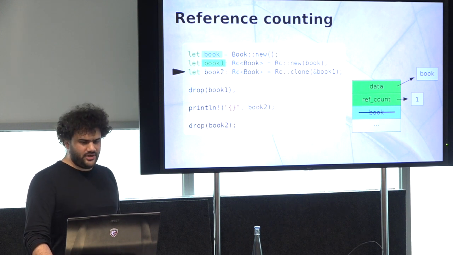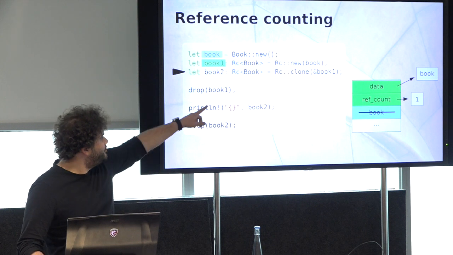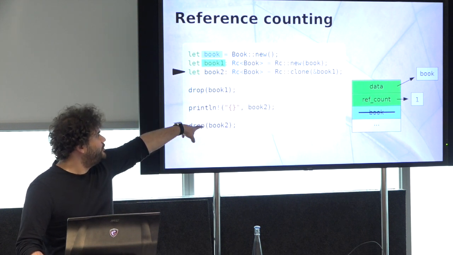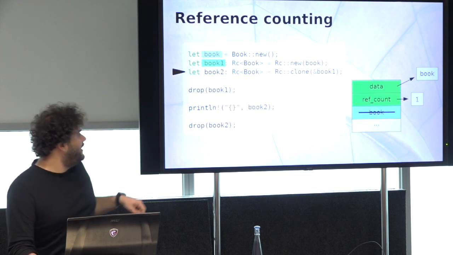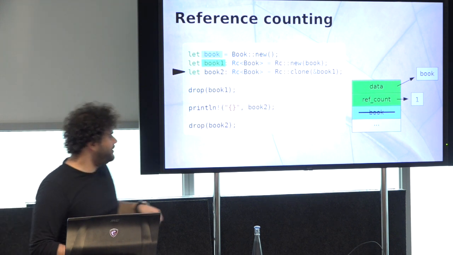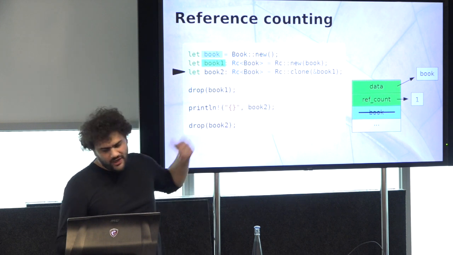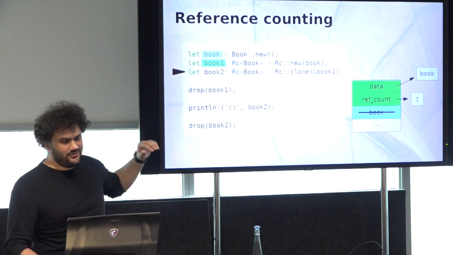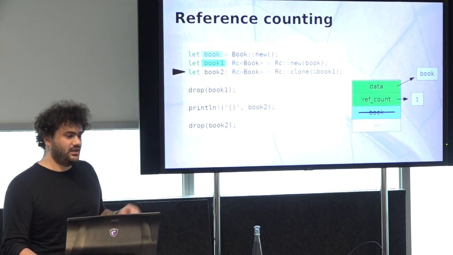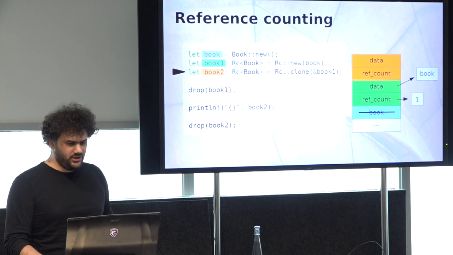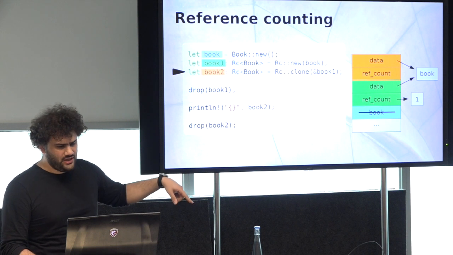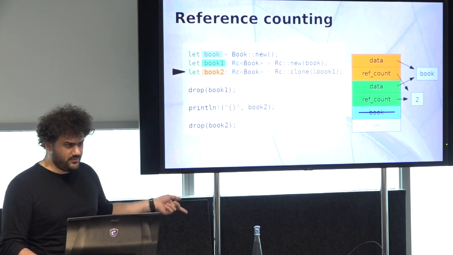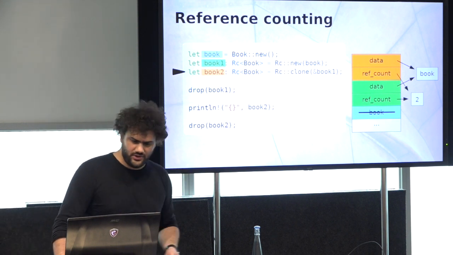And then we create another one, and we are cloning it, right? But when we clone it, we are not actually cloning the content of the book. We are just creating a new reference count pointing at the same thing, right? So it will create this thing, the data will point at the book, and the reference counter will be increased by 1, right? There's 2 things now.